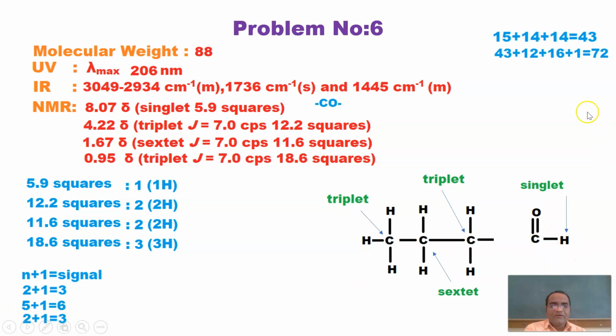So let us now calculate: 12, 16 plus 1 plus 43, it becomes 72. Still something is remaining. So remaining, that is 16. Now after adding 16, we get 88. So here it might be an oxygen. Why? Because see, the NMR value is 4.22 delta, and that is why I am putting oxygen over here in between. And now the structure, you can see, correlates the data with NMR, IR and molecular weight.